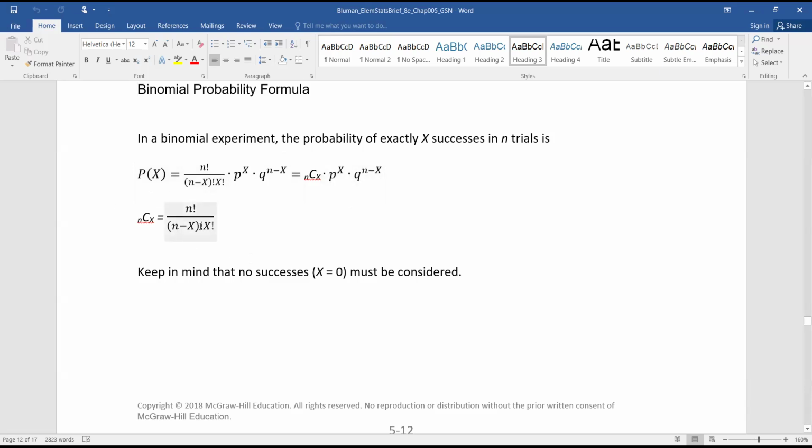And again, this right here just represents the combination equation. These are all the same. So this represents this, and then they kind of just rewrite it for you here. But this comes from the previous chapter. So keep in mind that no successes would mean that X equals 0 and must be considered, right? So if I want no successes, that can have a probability outcome as well.